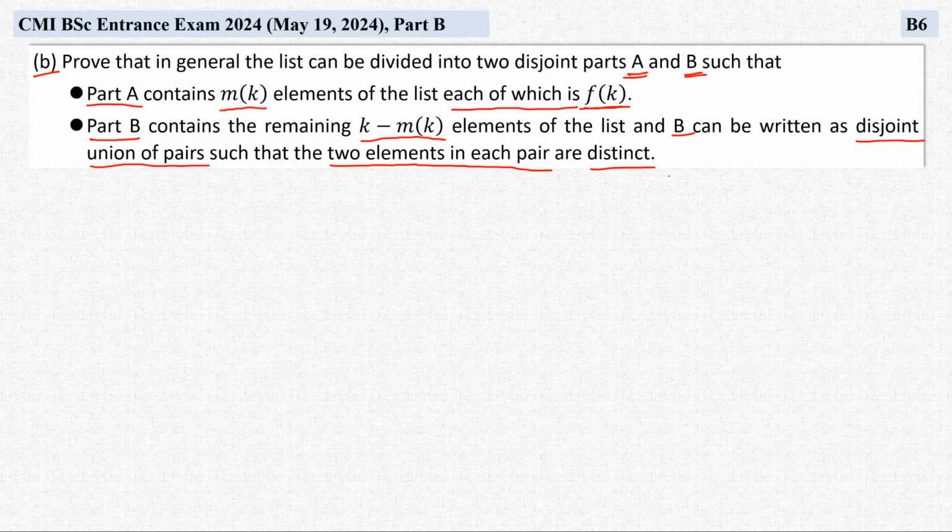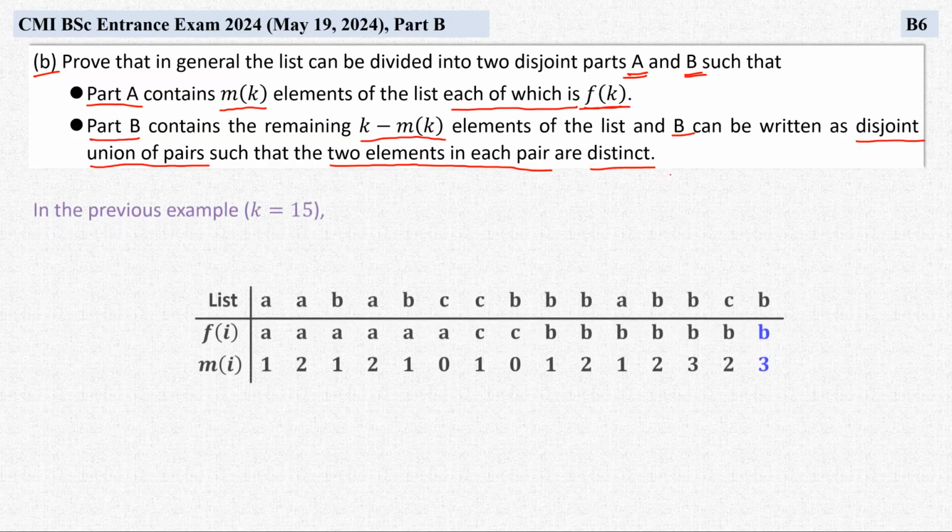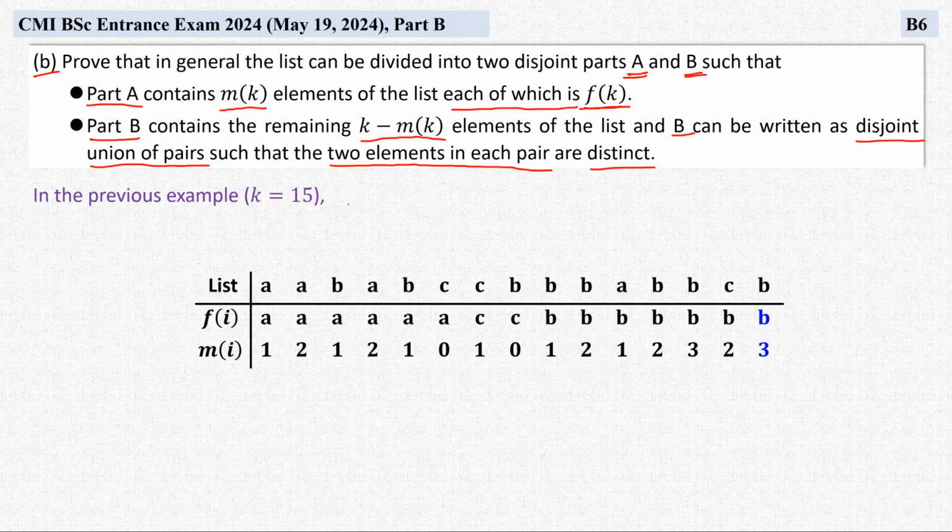This is really difficult to understand just by reading the statements, so let us bring back the list from the previous problem. In this example, the length of the list k is 15. In investigating the final values of f and m, we know that f of k is b and m of k is 3. Here, I will divide this list as follows. I divided the list into 2 parts, A and B, just as claimed in the problem.